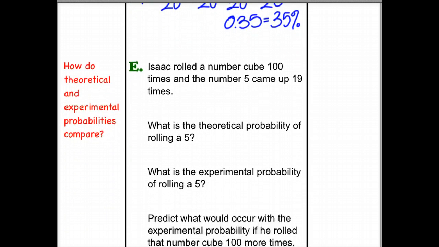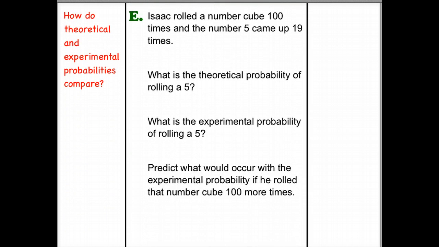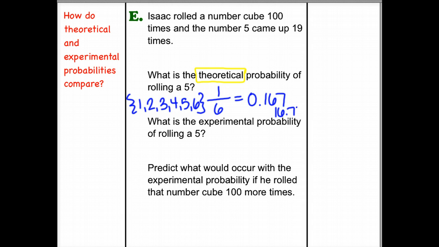Our final example, we have Isaac. Isaac rolled the number cube 100 times and the number 5 came up 19 times. Here it asks, what's the theoretical probability of rolling a 5? Well, I know when I have a number cube, I have 6 possible outcomes. My sample space is 1, 2, 3, 4, 5, 6. Rolling a 5, that's one of them, so a 1 out of 6 chance, which is 0.167 or 16.7%.